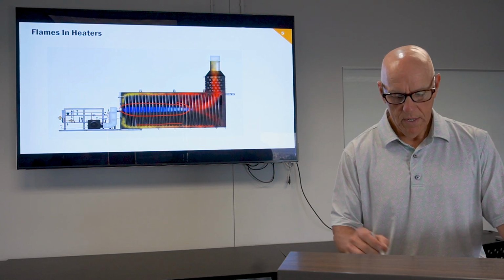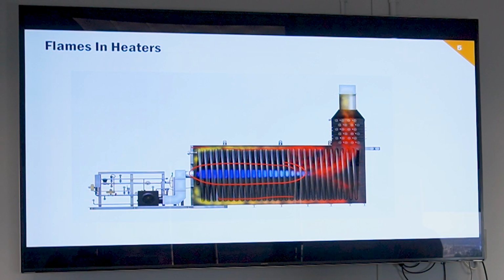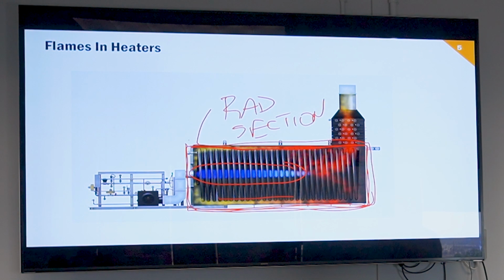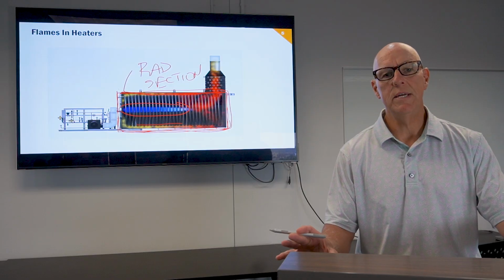Pretty simple. So when you look at heaters and you start evaluating, hey, is this a robust heater? Look at how big this radiant section is. This is what we call the radiant section. Look at all the heaters that you're evaluating to purchase and compare the size of the radiant section, and that'll give you an indication of how robust the heater is.